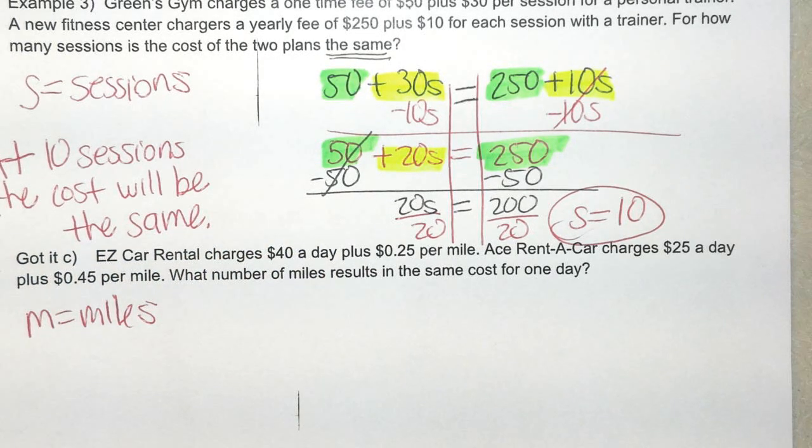Now, I want you to try to write your equation and then pack up. Write the equation and pack up. Easy Car Rental charges $40 a day plus 25 cents per mile. Ace Rent-A-Car charges $25 a day plus 45 cents per mile. When will they cost the same? Okay, just write the equation and then pack up. We will finish that in lab.